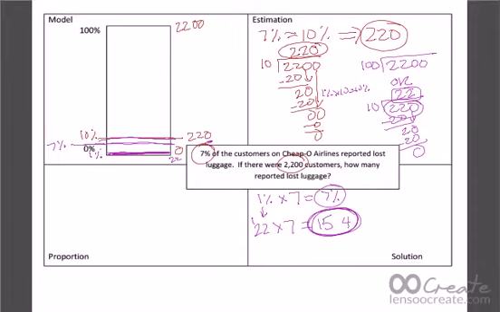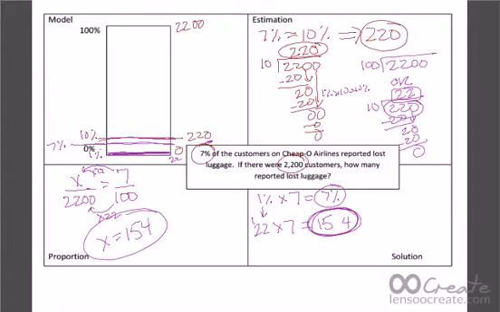All right, so let's check it with the proportion. I have x over 2,200 equals 7% over 100. Now this is where it's kind of cool. I can look and see, 100. Well, hey, look at this. 100 times 22 would give me 2,200, right? So again, I could do 7 times 22, and that would give me x. And I already know that 7 times 22 is 154. So there we go. Either way I do it, I have 154 people who have reported lost luggage.